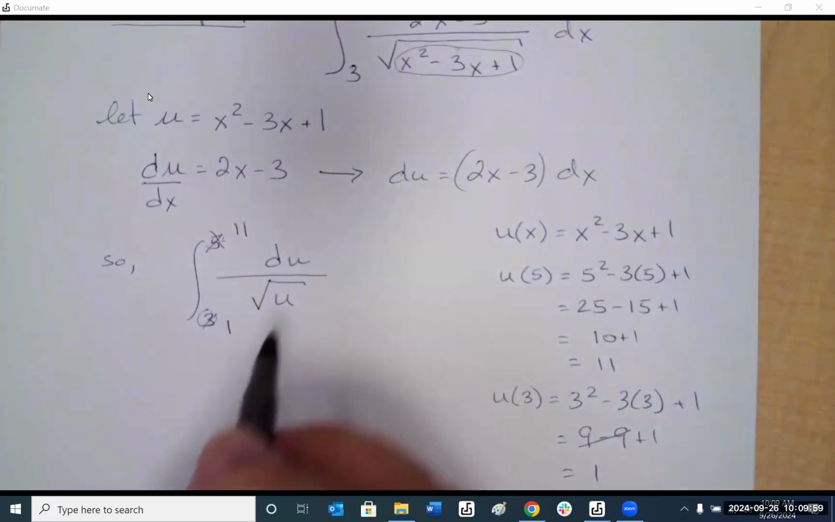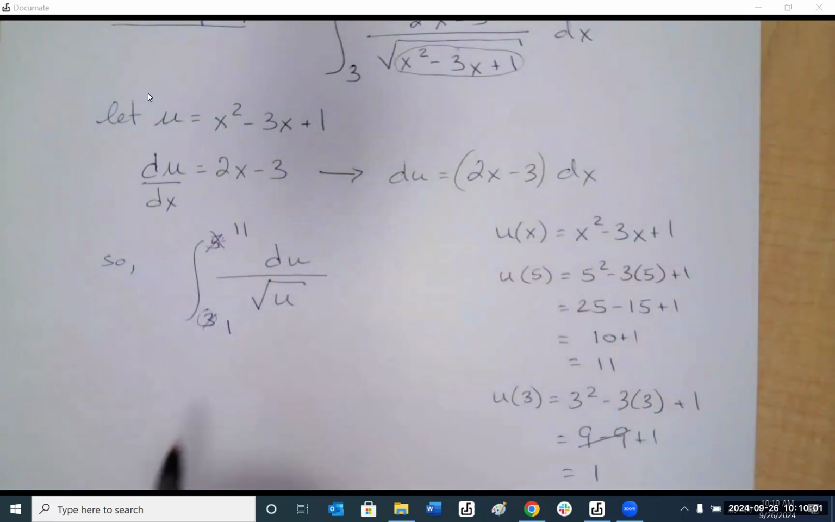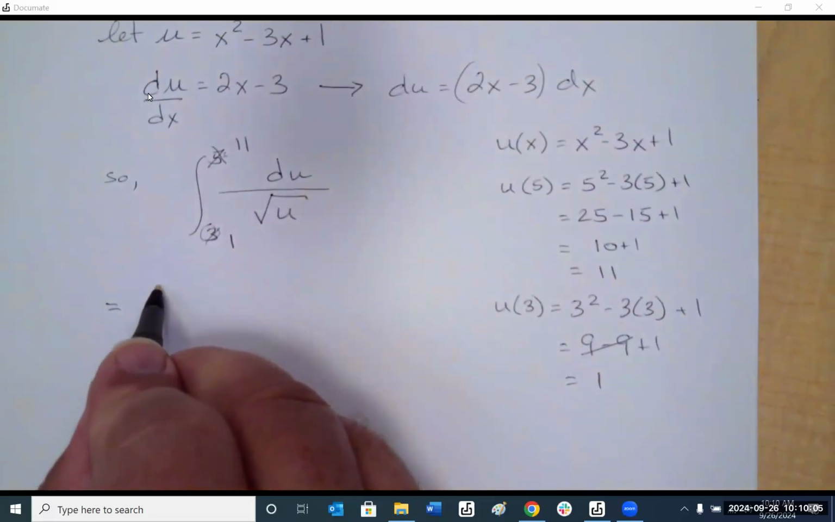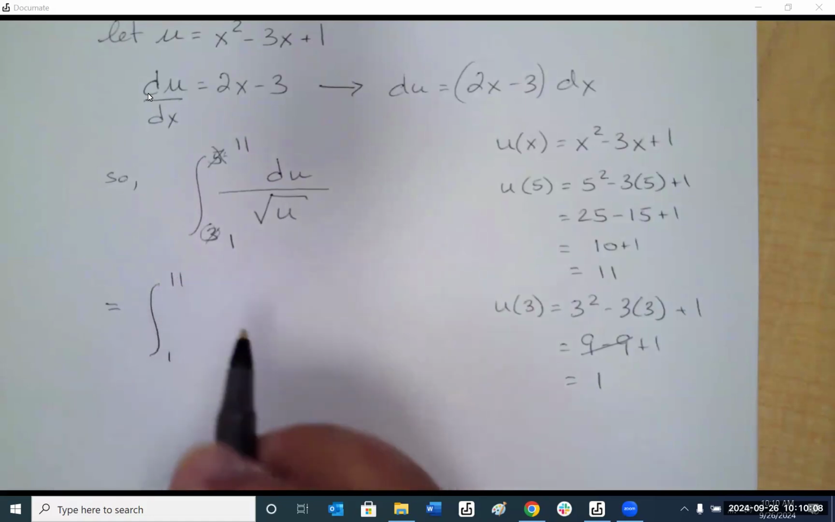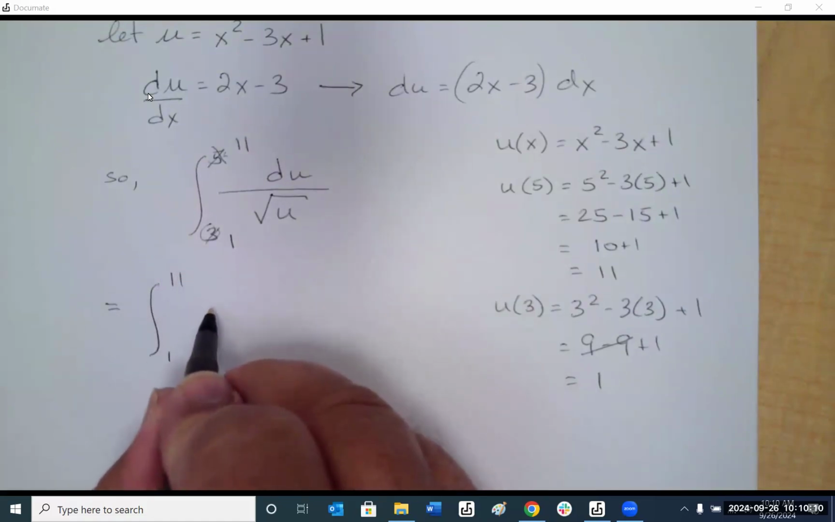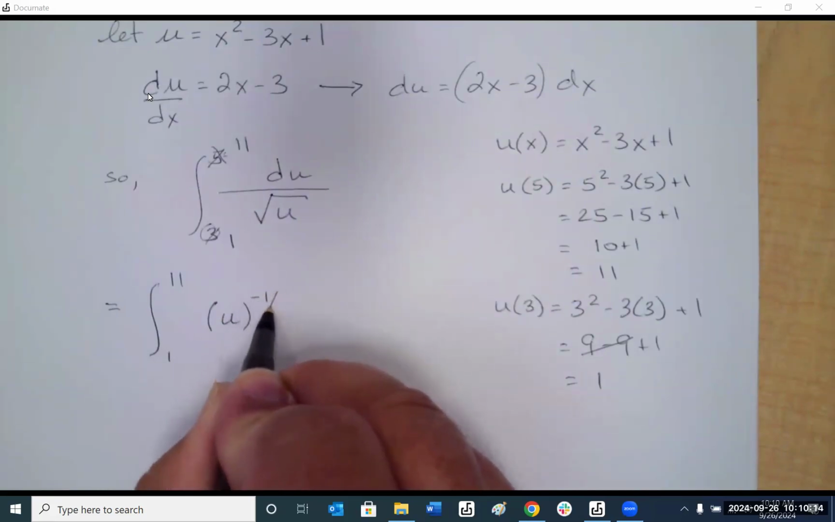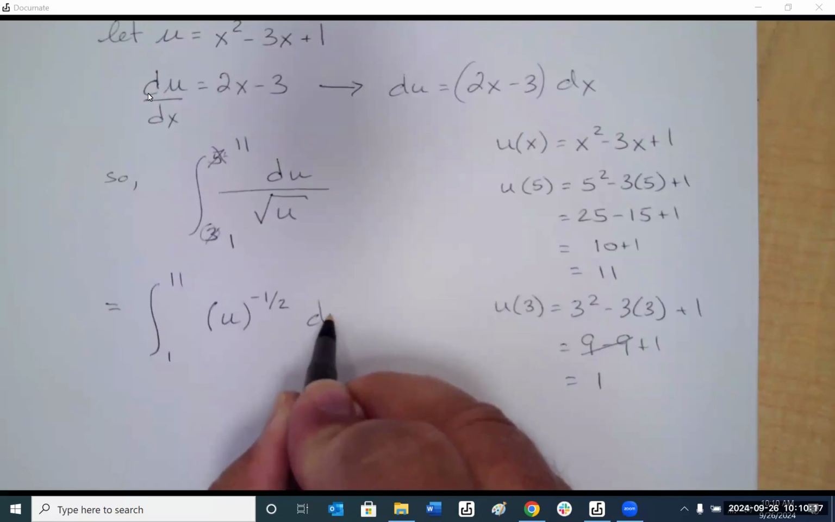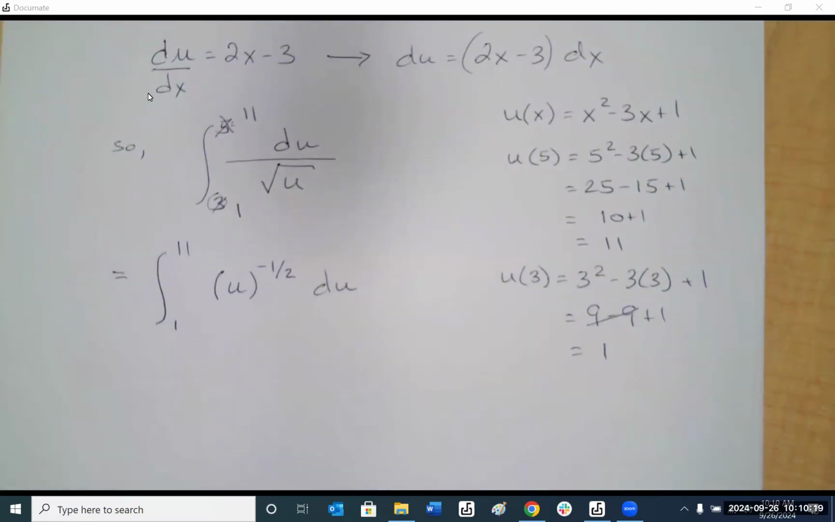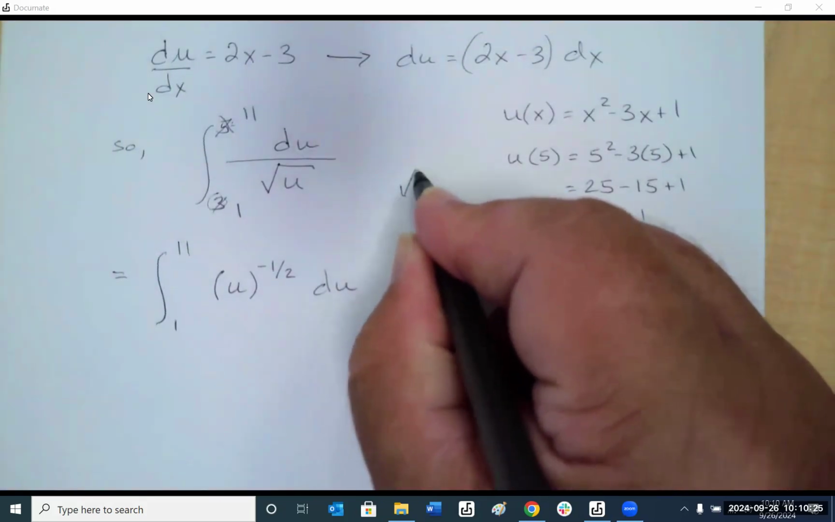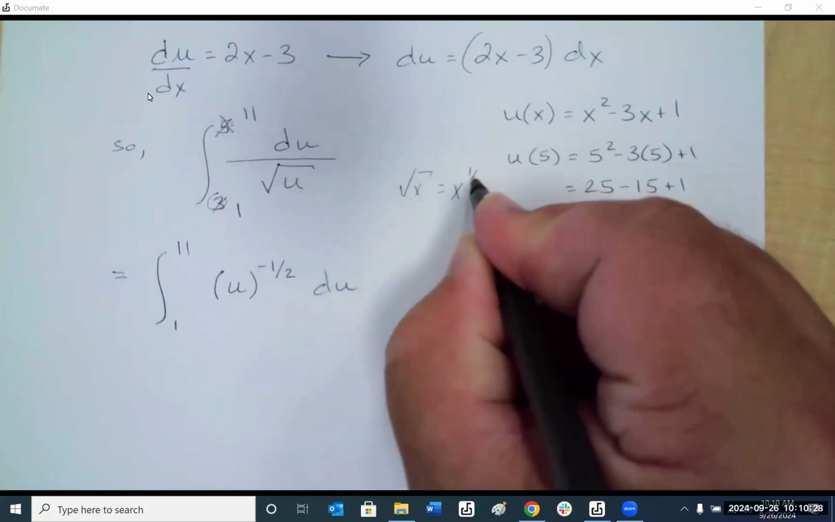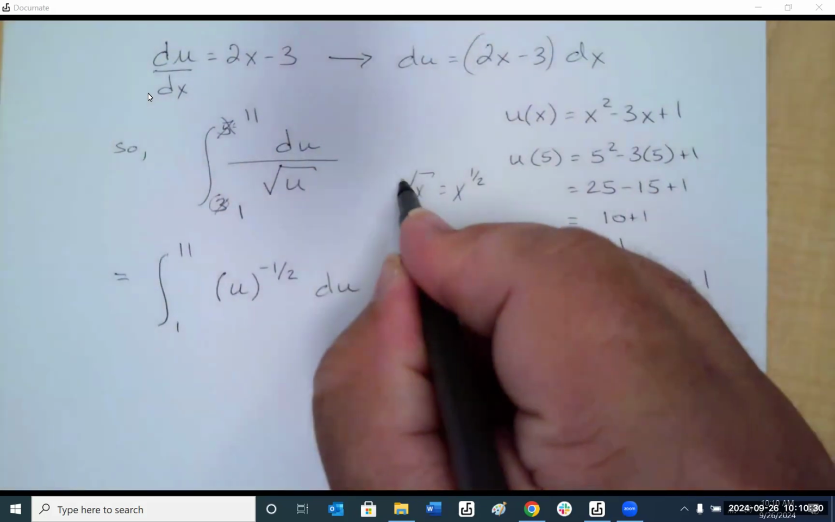Okay, so what's the integral of this one? So I set it up from 1 to 11. u to the negative 1/2 du. Because remember, the square root is the 1/2 power.